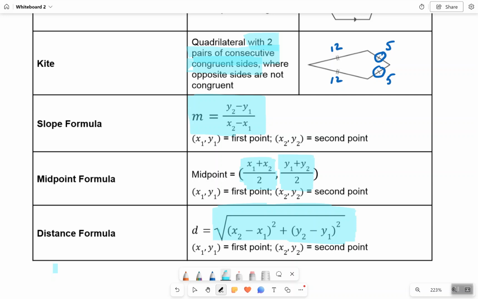Kids, I will tell you this. Have you heard of the Pythagorean theorem before? What's that formula? This is nothing more than a fancy formula for the Pythagorean theorem. This is basically a squared plus b squared equals c squared, just in a different format. Okay. All right. So we've got some things there.